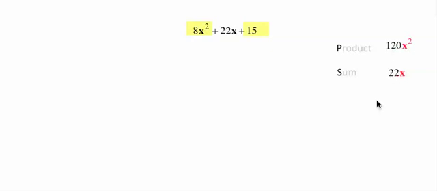Okay, so 12 times 10 is the first thing that comes to mind. Okay, 12 times 10 multiplies to give you 120 and adds up to give you 22. All right, so what we're looking for are 10x and 12x. All right, 10 and 12 add to give you 22 and they multiply to give you 120. So we're going to replace the 22x with the 10x and the 12x. So we have 8x squared plus 12x plus 10x plus 15.